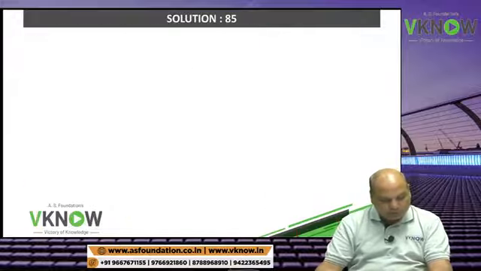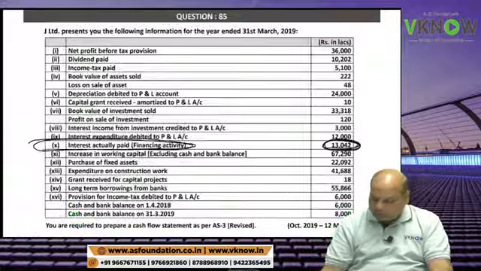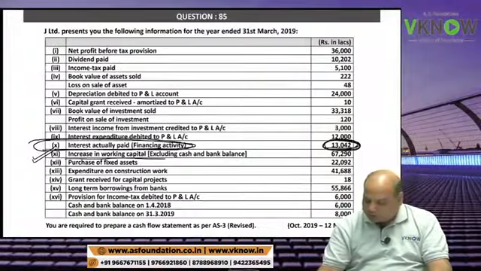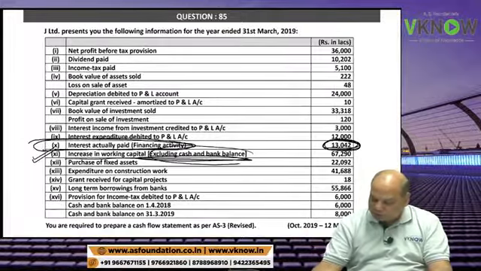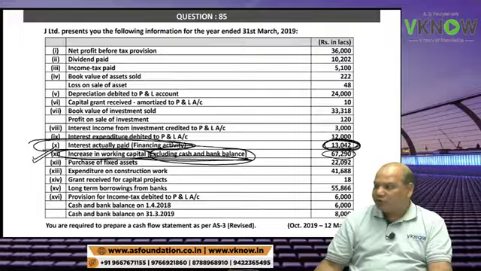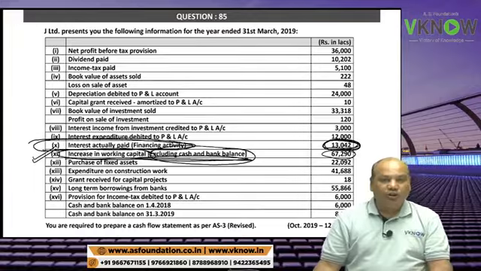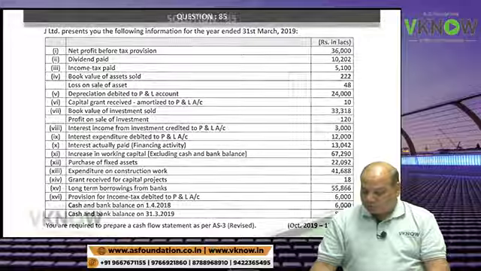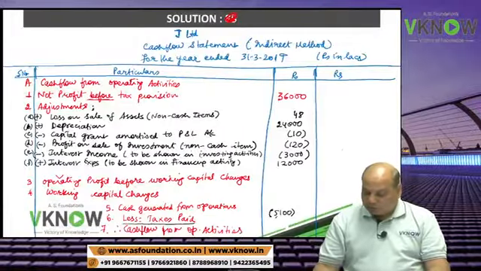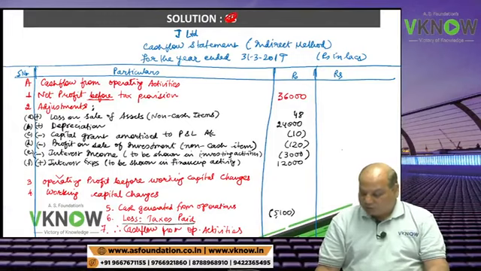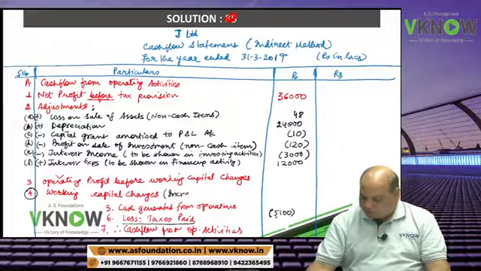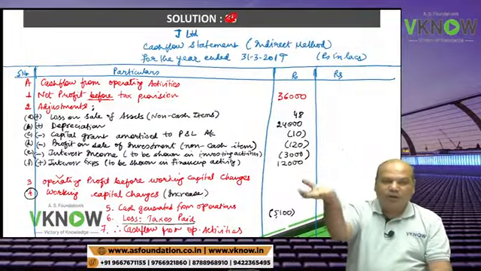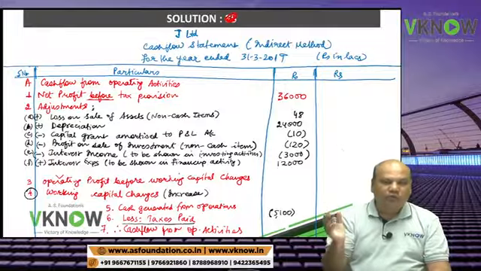Point number 11, increase in working capital excluding cash and bank balance. Cash and bank is shown separately. Remaining working capital has increased by 67290. So increase in working capital is an outflow. So come to operating activity, point number 4. Working capital changes, write down increase. If the working capital will increase, cash flow will decrease.